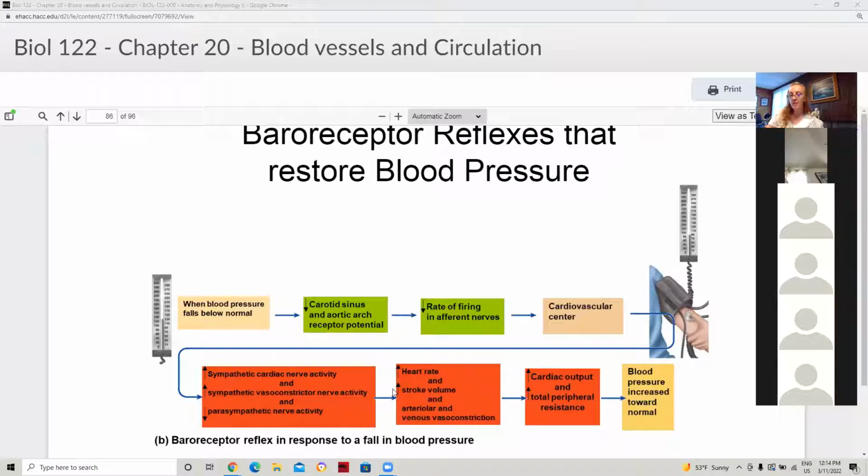It would help to have a little arrow right here that said this is going up too. I may have to put that in later, which I'll do.